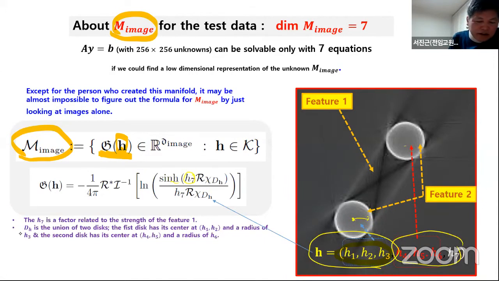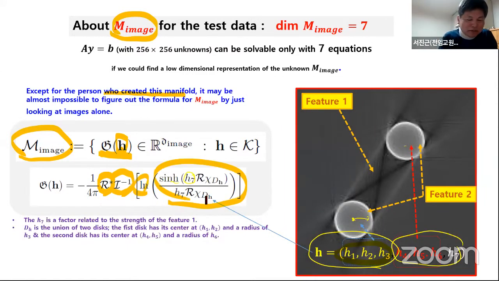Okay, and actually this manifold is unknown, except to the person who created it. It may be almost impossible to figure out the formula of this manifold, because this formula is a dual of the Radon transform with the least principal degree -1 and the log, and it's complicated. So except for the person who created this manifold, it is impossible to know. Anyway, under this condition, this problem is well posed if you know the manifold. So using this database of test data, you try to compare.